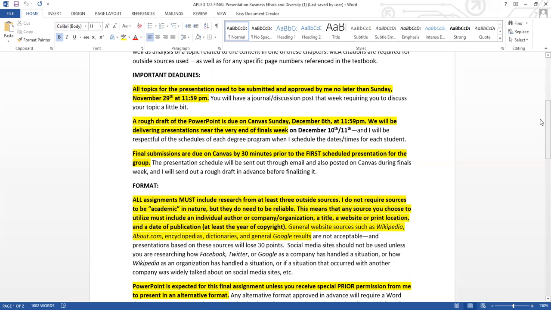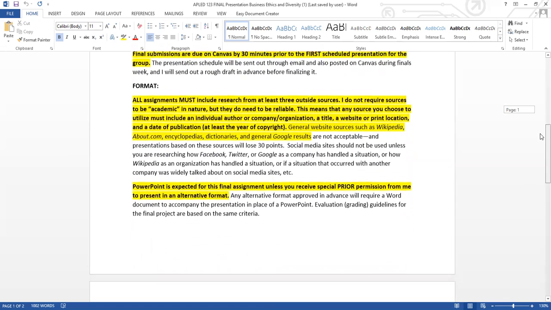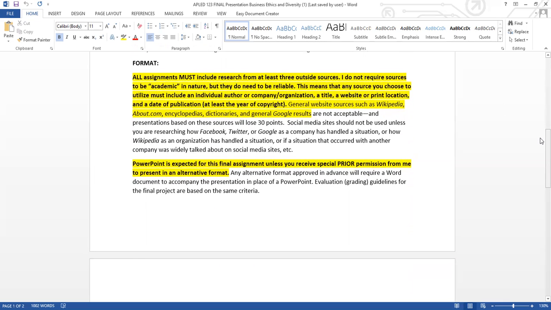The only reasons I would not approve a topic would be if I felt like there's just not going to be much for you to find on that particular subject. And in most cases, there's plenty out there that you could research related to whatever topic you're interested in. Then the rough draft is due the following week, and then the final submissions will be submitted 30 minutes prior to the first presentation for the group. That'll happen near the end of exams week. I'm shooting for Thursday and Friday of exams week, which is December 10th and 11th for all students.